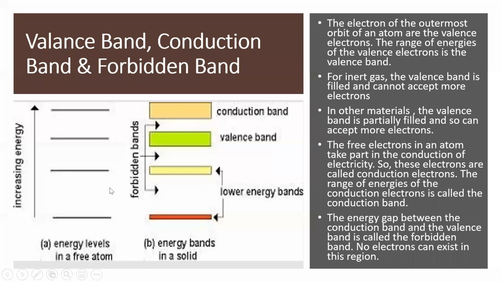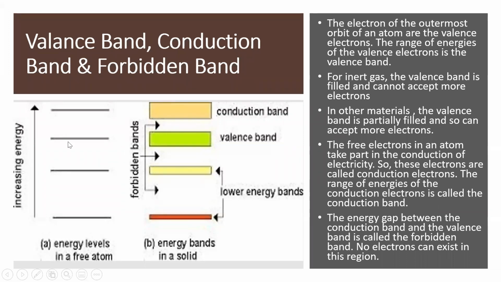Okay, so let us see the last one, which is the forbidden band. What is meant by forbidden? Not allowed. So the energy gap between the conduction band and the valence band is called the forbidden band. Forbidden means no electrons can have these energy levels. Suppose this energy value is 2 electron volt, and this one is 3 electron volt. If an electron exists, it cannot have an energy value of 2.3 electron volt, because that value comes in the forbidden band. Is that clear?